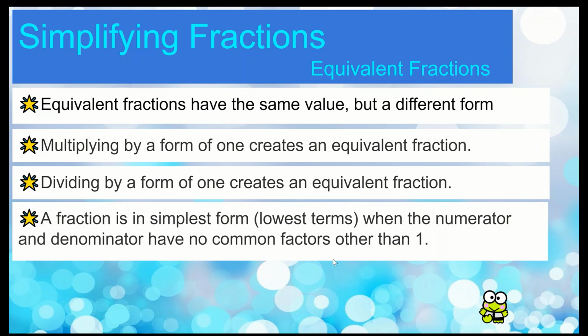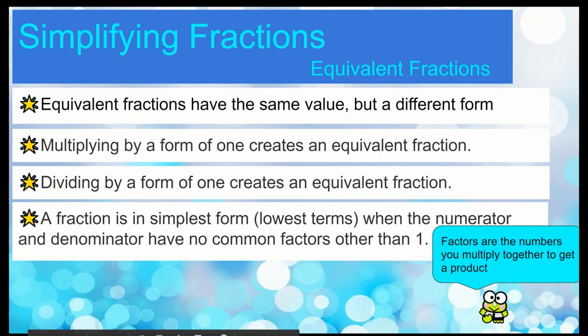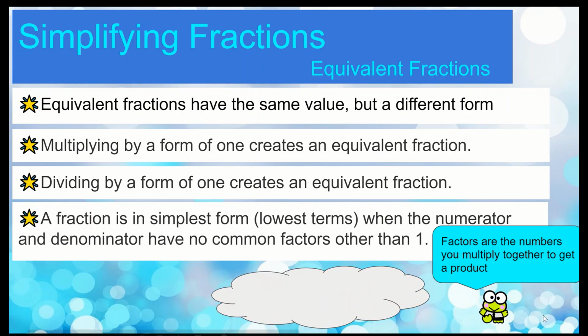A fraction is in simplest form, aka lowest terms, when the numerator and denominator have no common factors other than 1. You need a refresher on factors? Kuropi has your back. Factors are the numbers you multiply together to get a product. Oh, what do you have for us, Kuropi? Got a little example? Look at that. 2 times 4 is 8. 2 and 4 are the factors, 8 is the product.